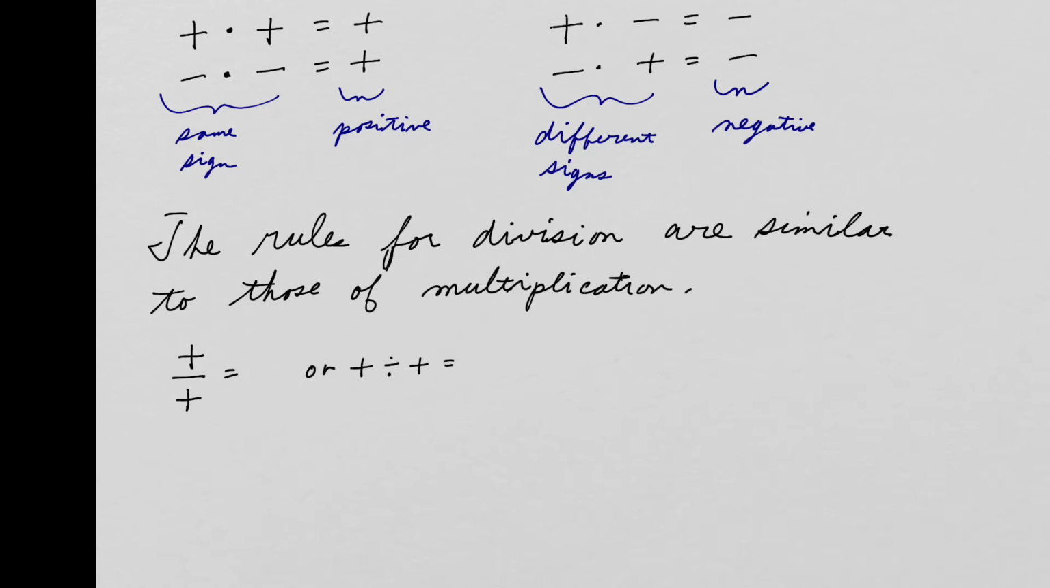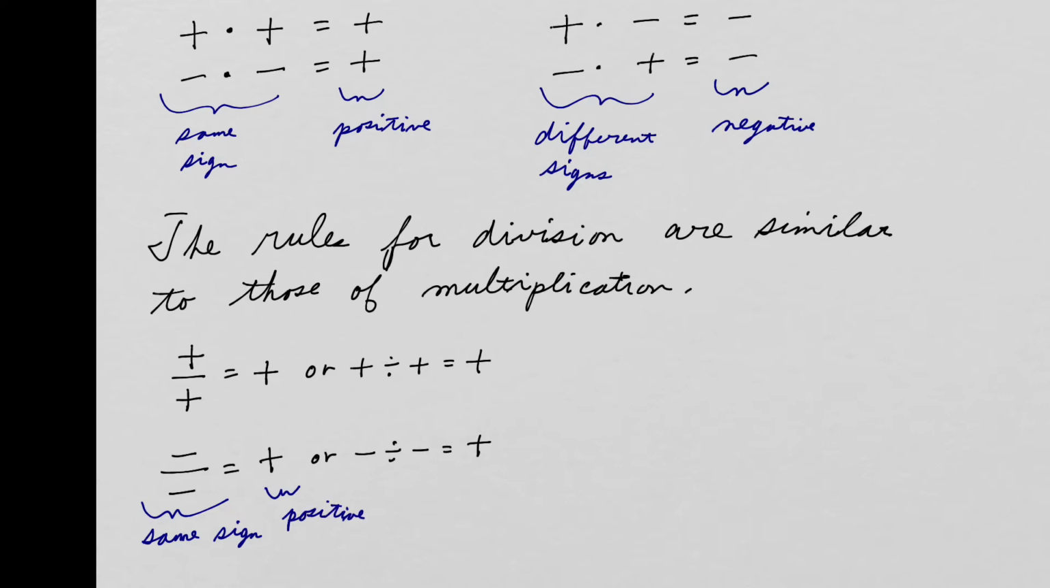So if the numbers have the same sign, so if I divide two positives or if I divide two negatives, negative divided by negative, what is the result of the quotient going to be? It's going to be positive. So it's the same rule: same sign, my answer is going to be positive. If I have the same sign, then the answer is positive.